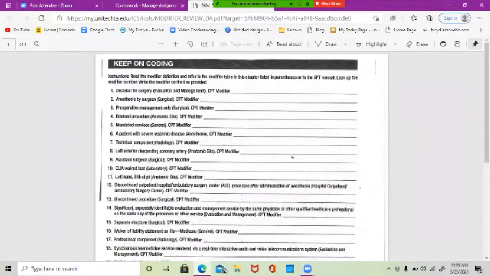Number one says decision for surgery. Do we remember what the modifier for decision for surgery is? It is 57. So number one is 57. Okay. Number two is anesthesia by surgeon. 47. I know we're going fairly fast, y'all. So if you just want to write the answers down as we say them and then go back and look at it whenever you get to your work, that's fine. Number three is preoperative management only. 56. What did you say, Miss? 56. So if we look at 56, it says preoperative management only.